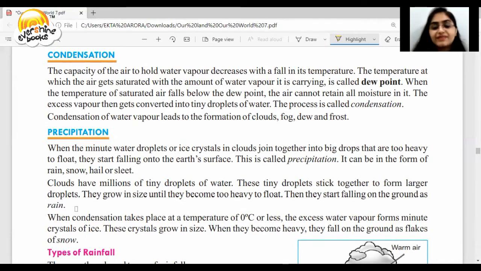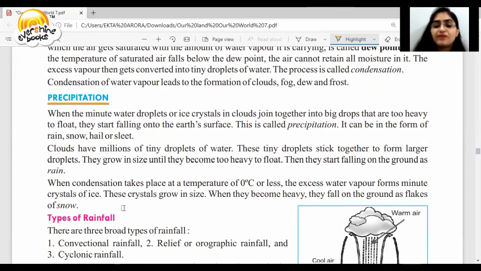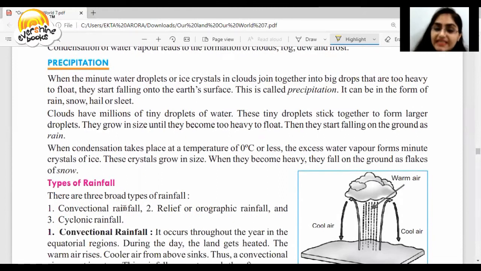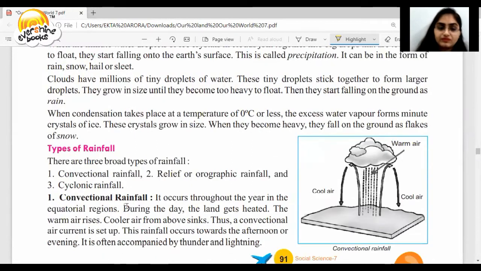When condensation takes place at a temperature of 0 degrees Celsius or less, the excess water vapor forms minute crystals of ice. These crystals grow in size, and when they become heavy, they fall on the ground as flakes of snow. Now, there are types of rainfall also: convectional, relief, or cyclonic.